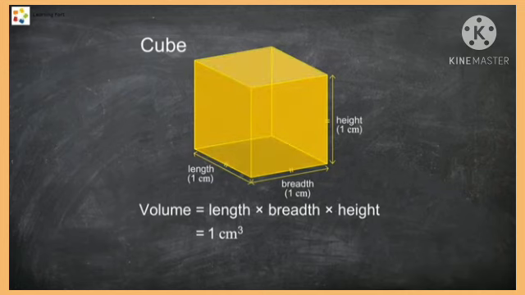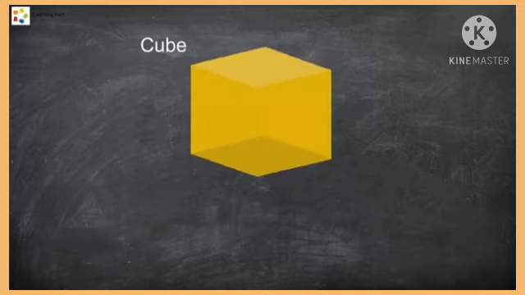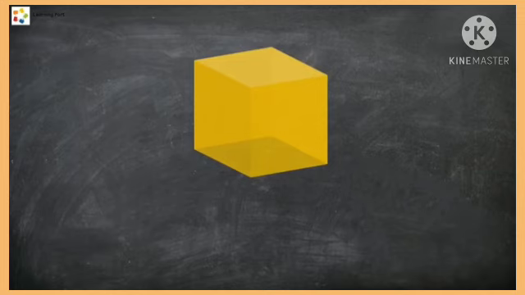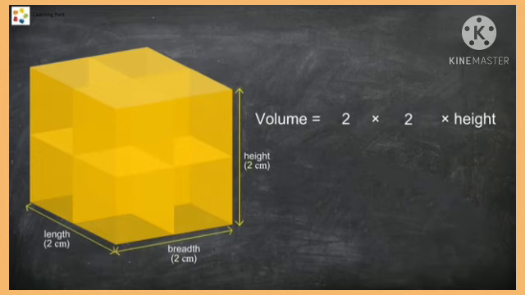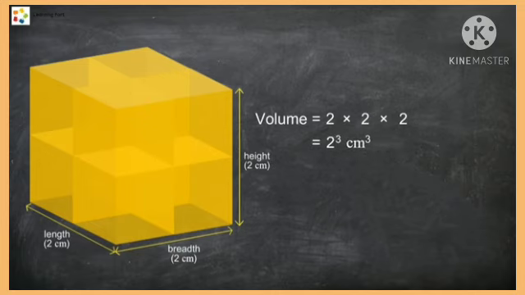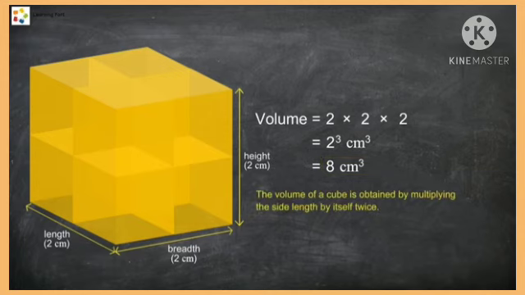The volume of this cube is 1 centimeter by 1 centimeter by 1 centimeter, or 1 cubic centimeter. Let's see how many 1 cubic centimeter cubes make up 1 larger cube. The volume of this cube is 2 times 2 times 2, which is equal to 2 cubed or 8 cubic centimeters. The volume of a cube is obtained by multiplying the side length by itself twice.